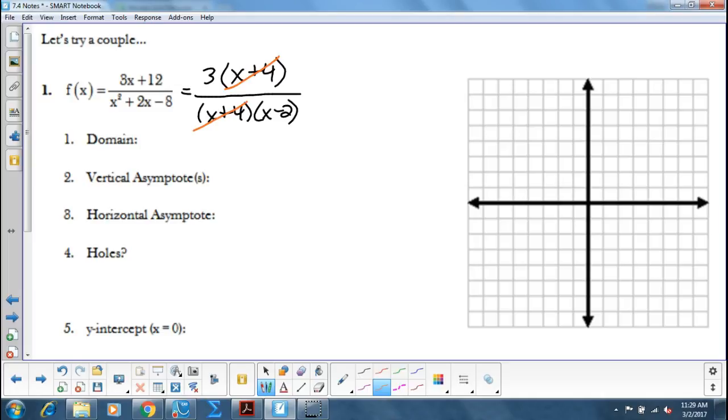Okay, so that tells me that I have a hole, correct? Because something canceled out. So the first step that I'm going to do down here when I get to the hole is I'm going to say x plus 4 equals 0. So x is going to be -4, right? Because that's what I factored out. My new function then is 3 over x minus 2.